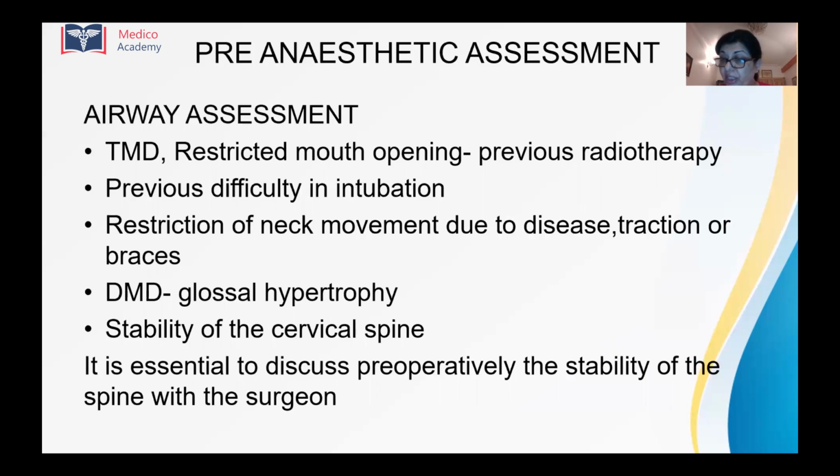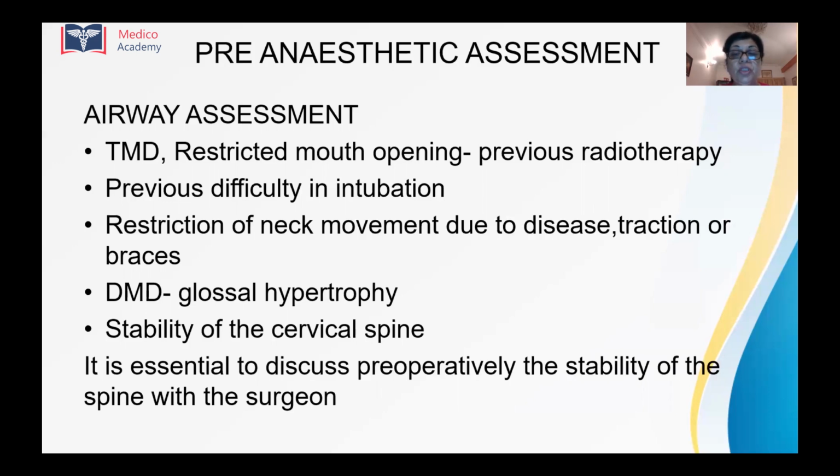Airway difficulties are anticipated when the scoliosis involves the upper thoracic or the cervical spine, and the halo traction may also interfere with the airway. There may be a temporomandibular dysfunction or a restricted mouth opening when the patient has received previous radiotherapy. Previous difficulty in intubation may be there.